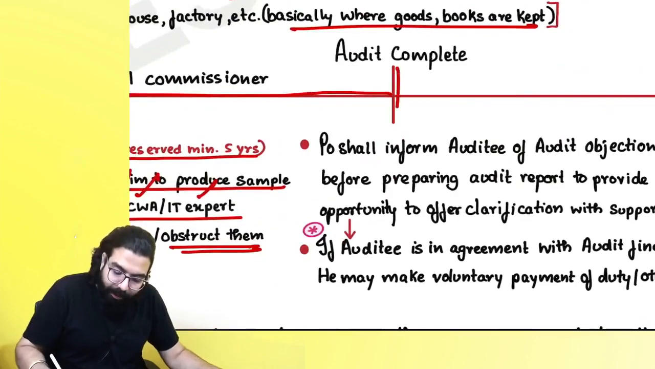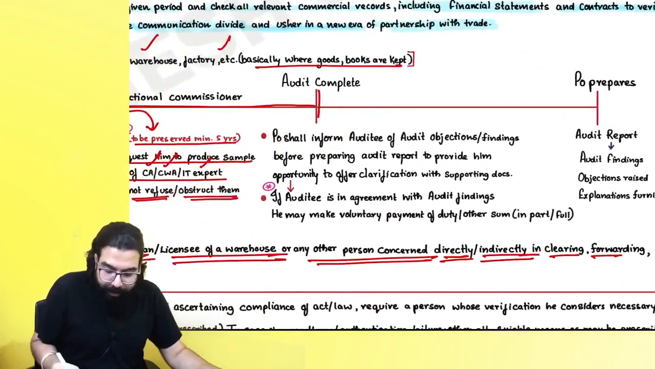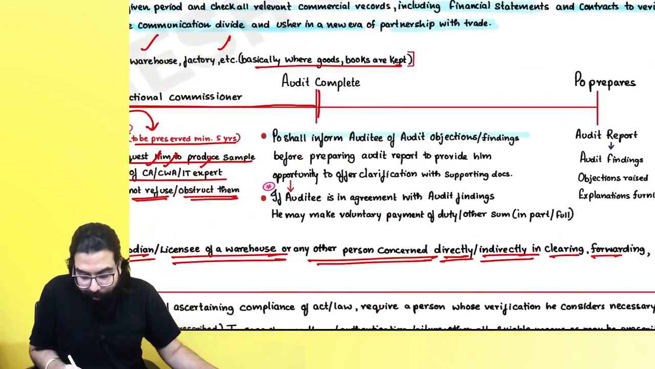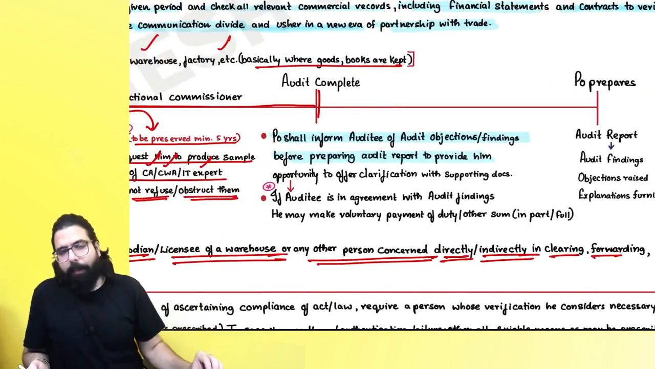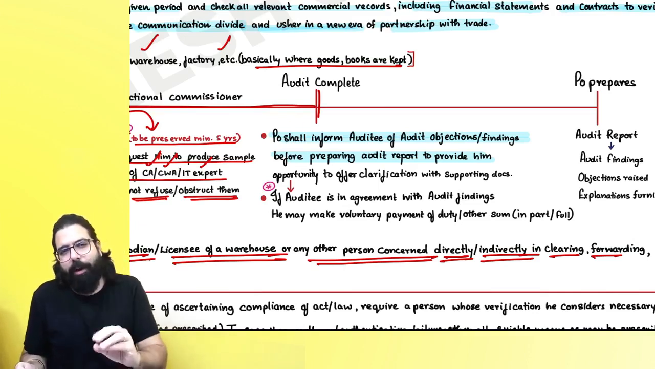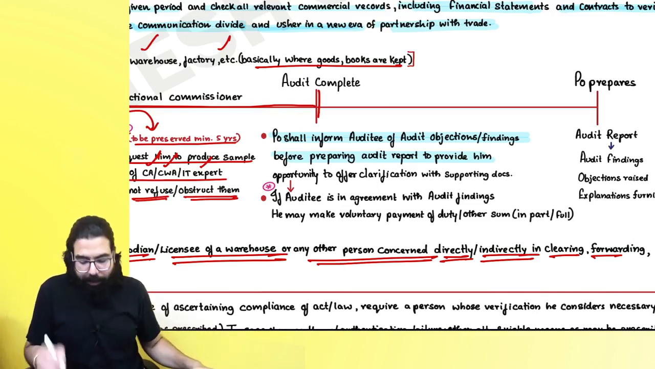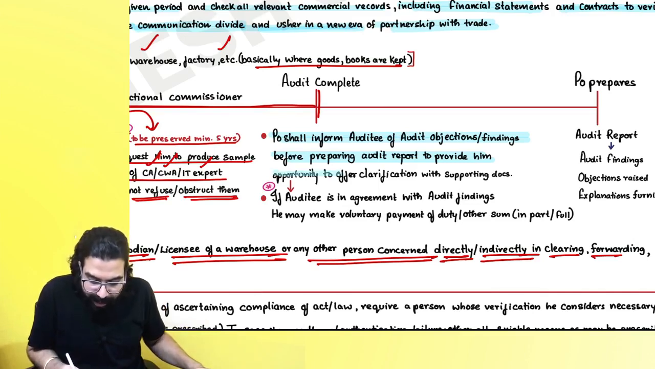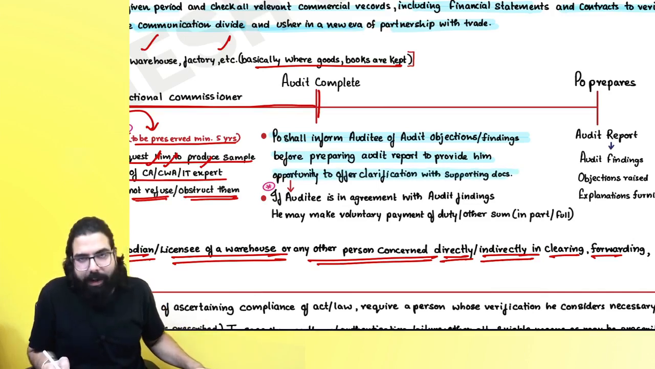Sir, once the audit gets over, the proper officer will inform the auditee of the audit findings before preparation of the audit report. Before preparing the audit report, he will tell you, these are my observations, these are the reasons for my observations, and he will allow you to give clarification along with documents.